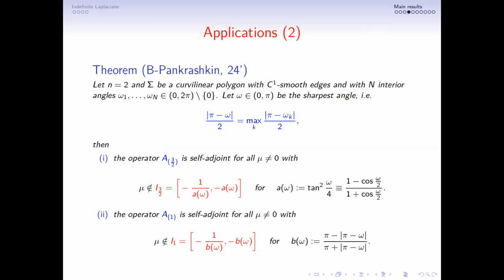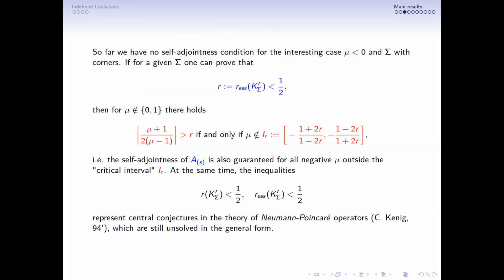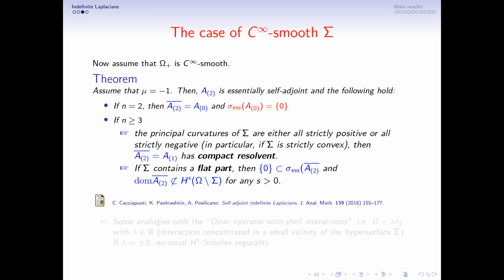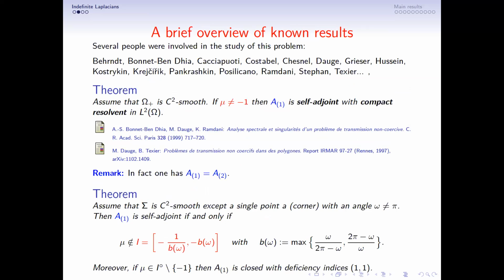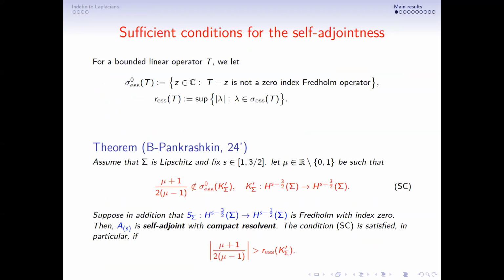All right. In fact, this interval here is exactly the same as the one in Bonnet-Ben Dhia, Dauge, Ramdani. What we are saying here is that we are self-adjoint if and only if the Neumann-Poincaré operator minus this constant is Fredholm with index 0. So this is the relation between this unbounded Laplacian and the Neumann-Poincaré operator.